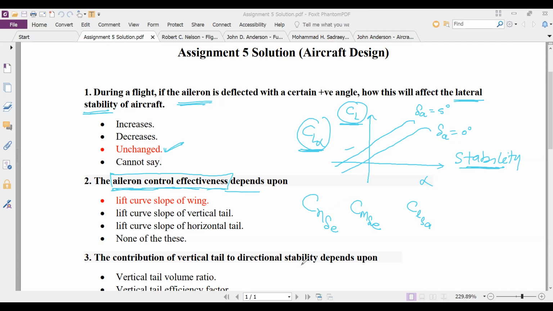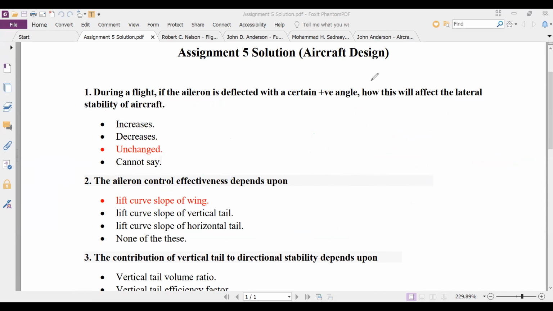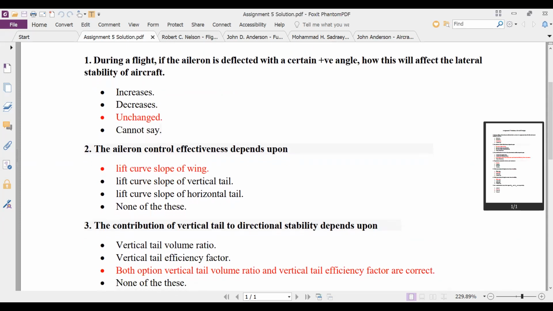All right. So we'll come back to this question again once we finish what aileron control effectiveness is. So I'll take up this sometime later. Let's now go to question 3. I have not answered question 2. I'll come back to it after we cover aileron control effectiveness. We have 2 hours today.